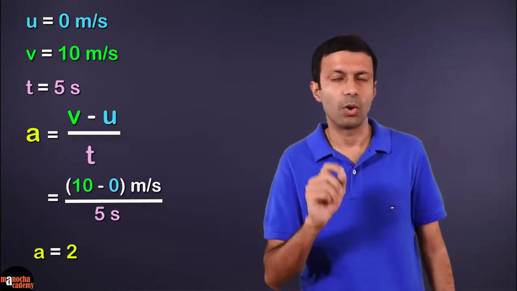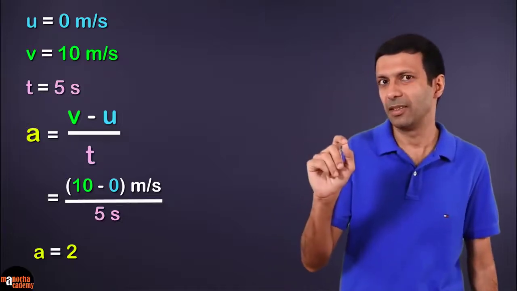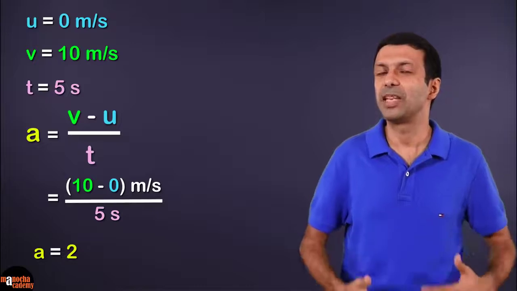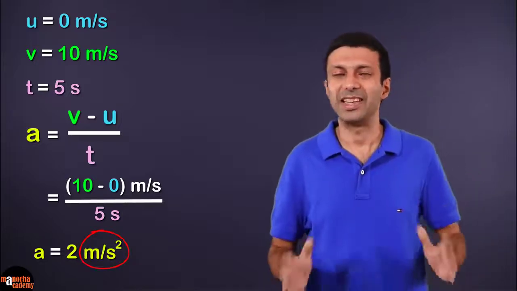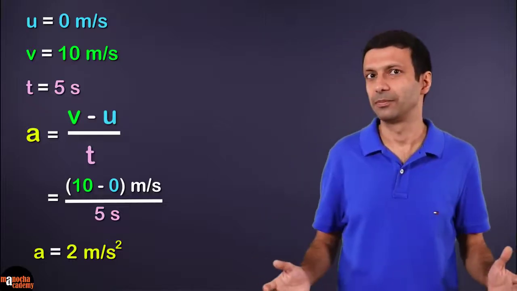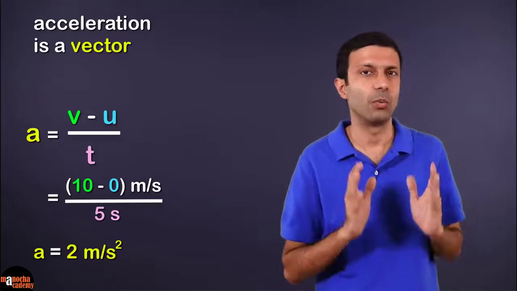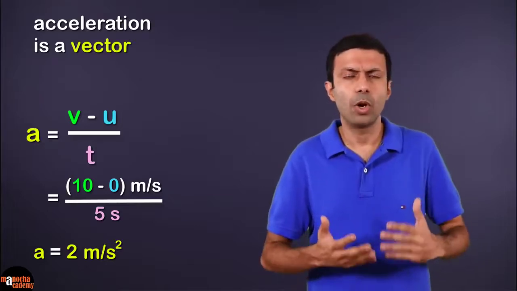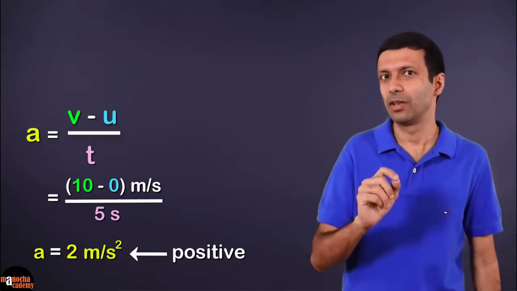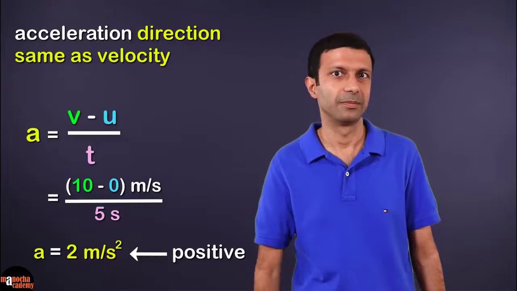But hold on, what are the units? So it's going to be meter per second by second. So the unit of acceleration is meter per second square. And the acceleration of the car is 2 meter per second square. Now, like velocity, acceleration is also a vector. So what is its direction? Since the acceleration is positive, it has the same direction as that of the velocity.